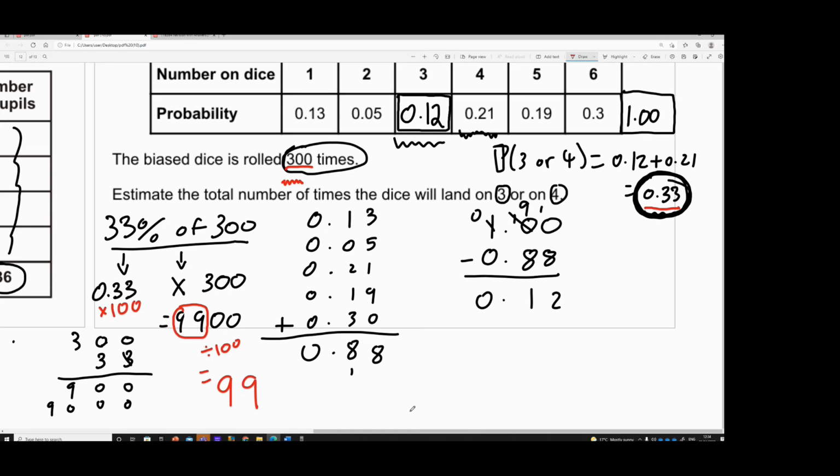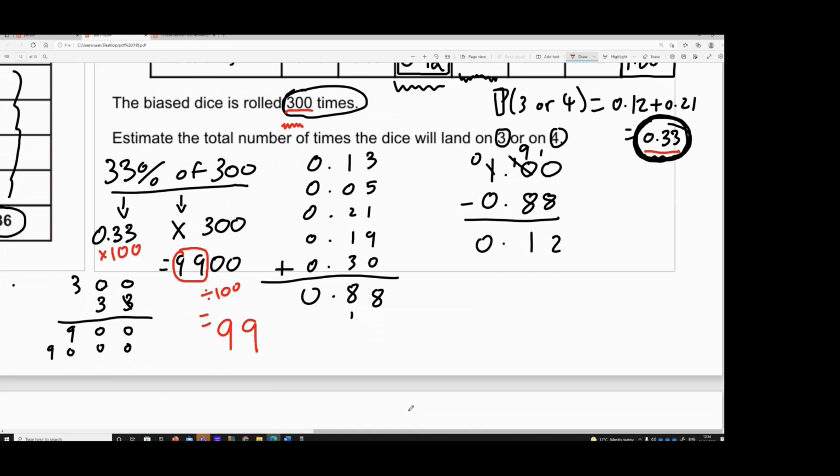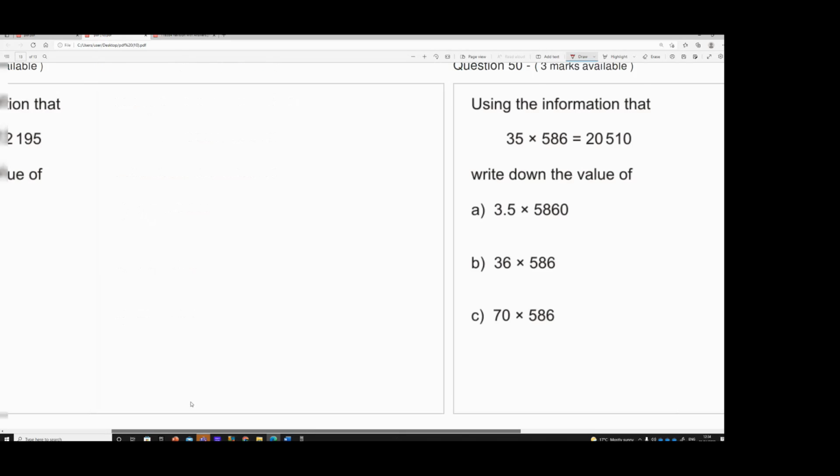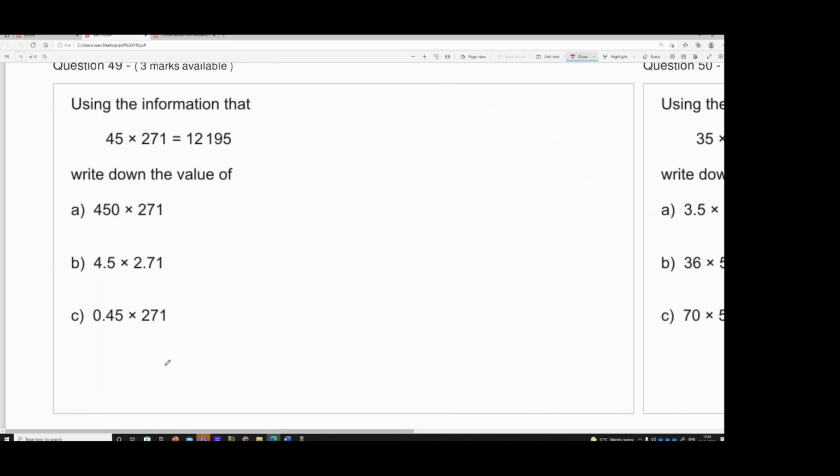Okay, so they quite like that came up as the last question, or the second to last question. So just to finish off, we'll do this one. So using the information that 45 times 271 is 12,195, write down the value of.